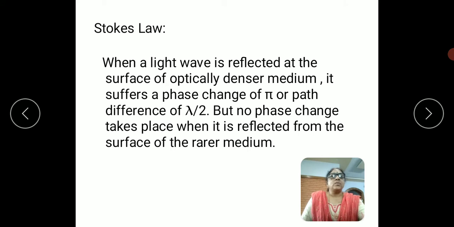Let us see the Stokes law. When the light wave is reflected at the surface of optically denser medium, it suffers a phase change of pi or a path difference of lambda by 2, but there is no phase change when it is reflected from the surface of the rarer medium. So if the reflection takes place from the denser medium, we have to add the path difference of lambda by 2.